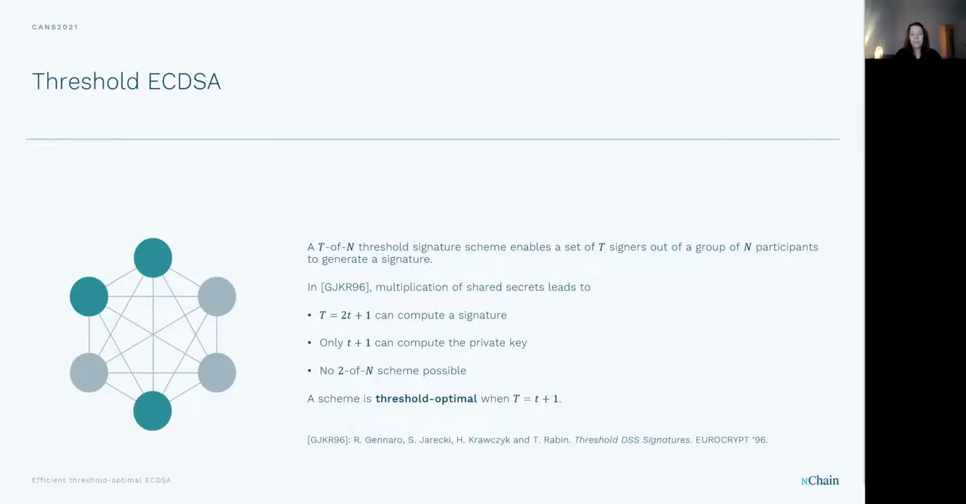That enables us to define the concept called threshold optimal. A threshold optimal signature scheme is one where the number of participants needed to create a signature is the same as the number needed to compute the private key. So this capital T, those needed to sign, is the same as this small t plus 1, which is those needed to compute the private key.